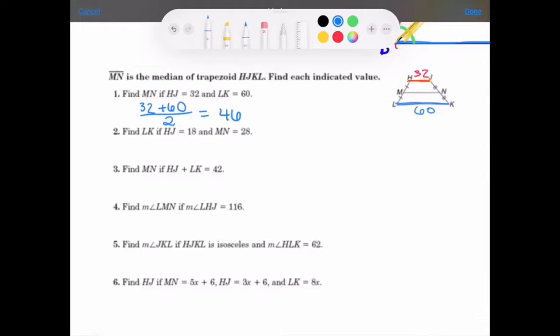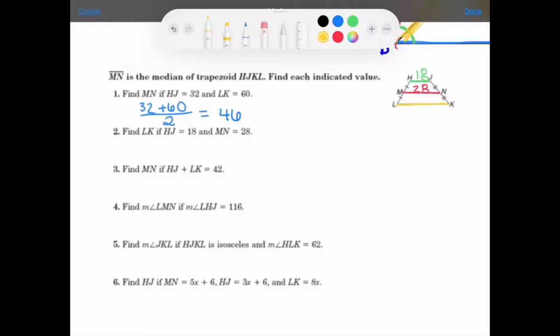Okay? So, number 2 says find LK if HJ is 18 and MN is 28. So, this says HJ is 18. So, HJ is right here. HJ is 18 and MN is 28. And we have to find LK, which is the yellow here.